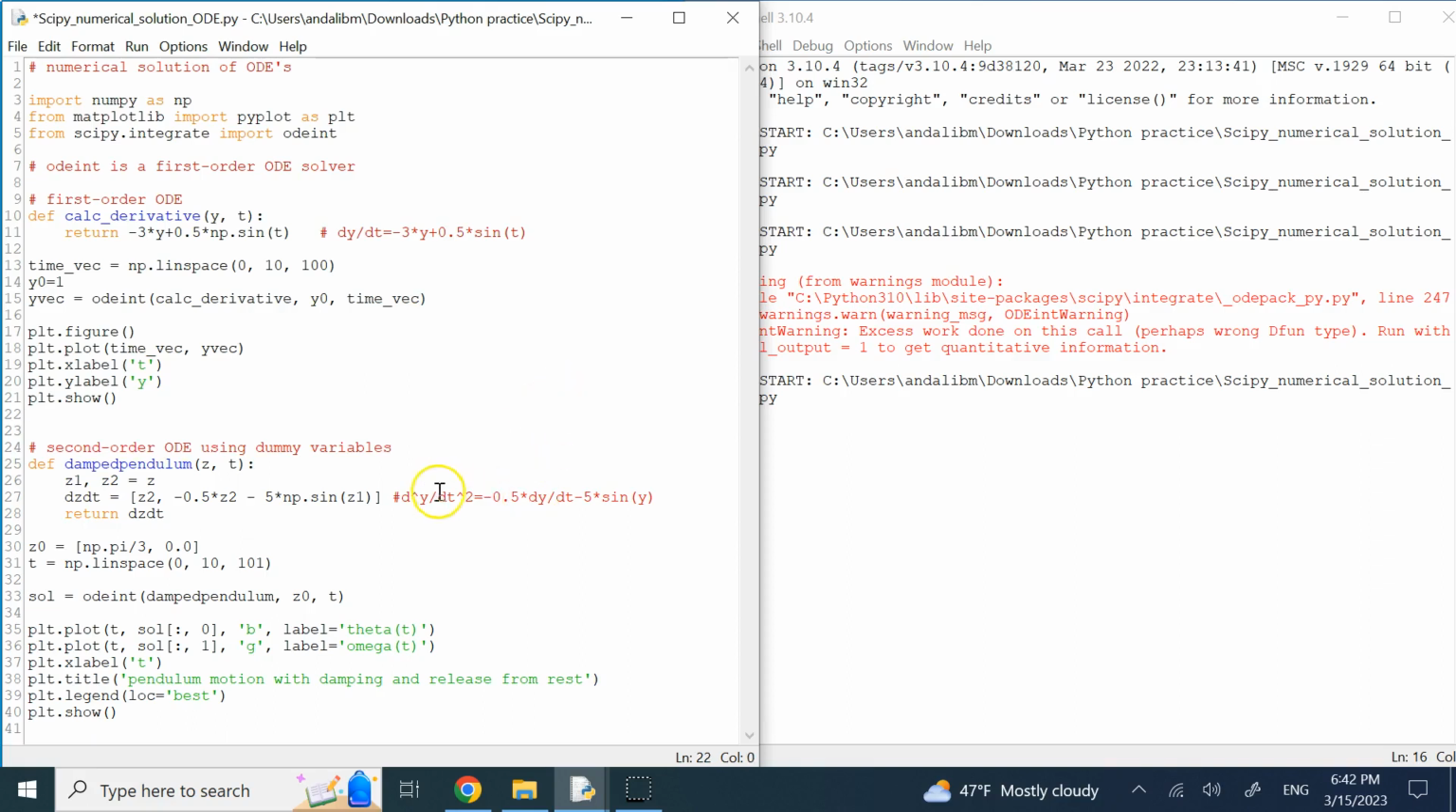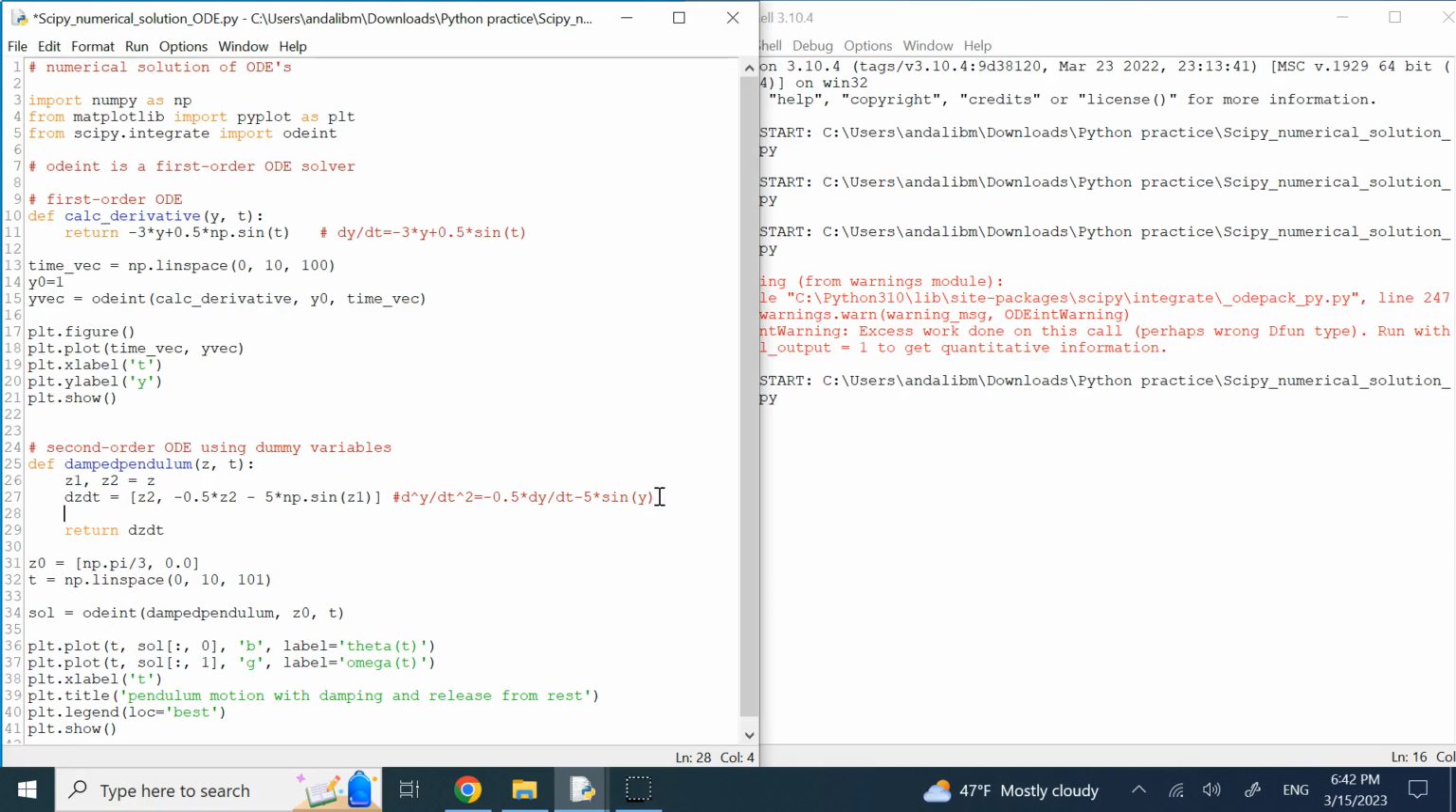So what you need to do, since this is second order, is that my odeint method is not going to handle it directly. So I convert this into two first order ODEs. Here I define two dummy variables, z1 and z2, which are coming from the input z.